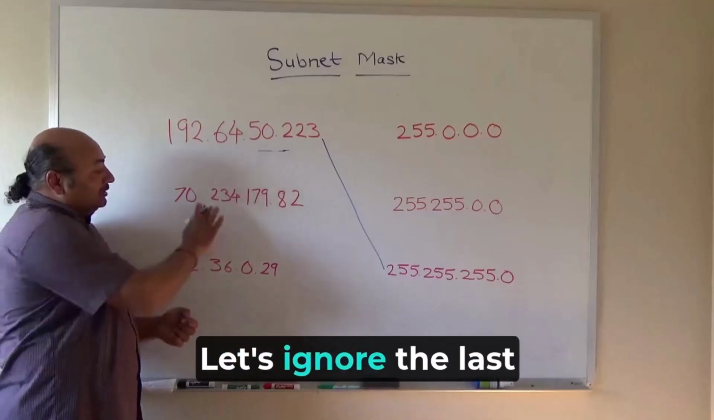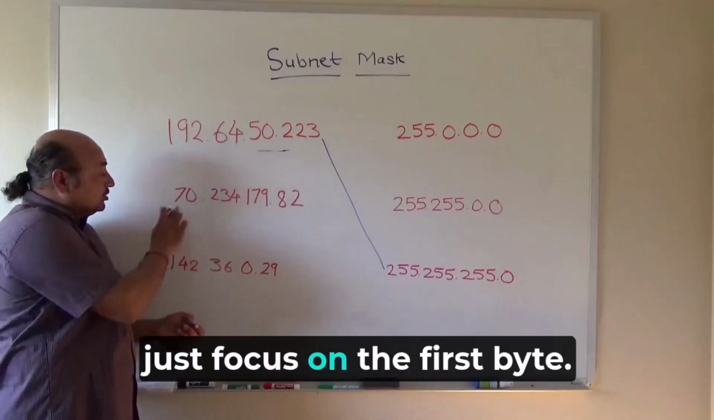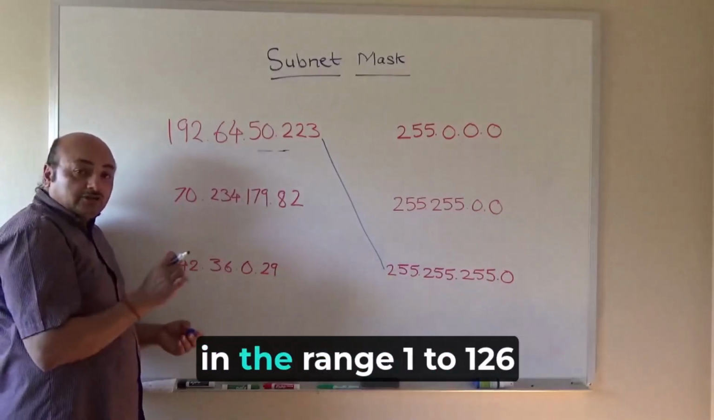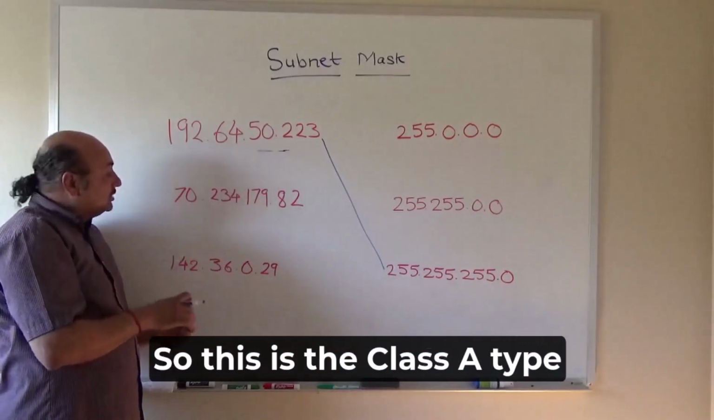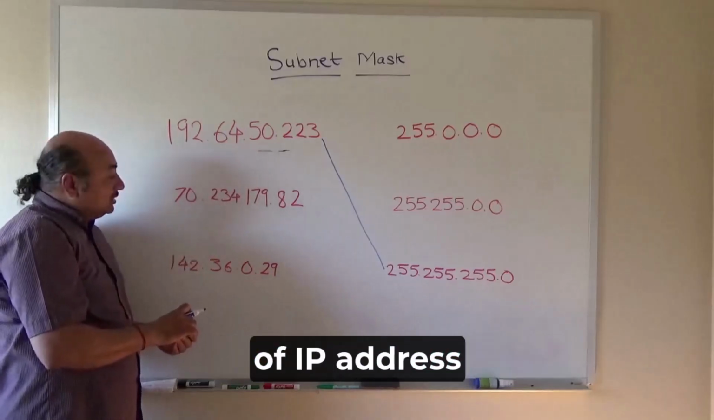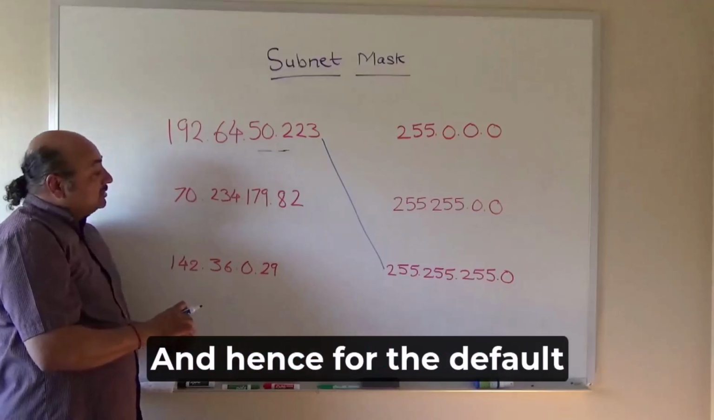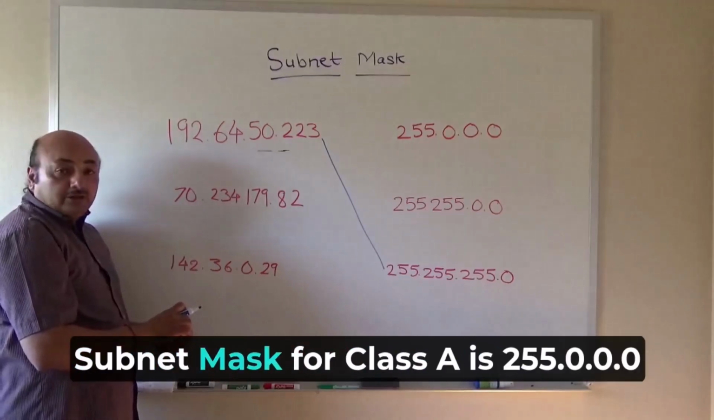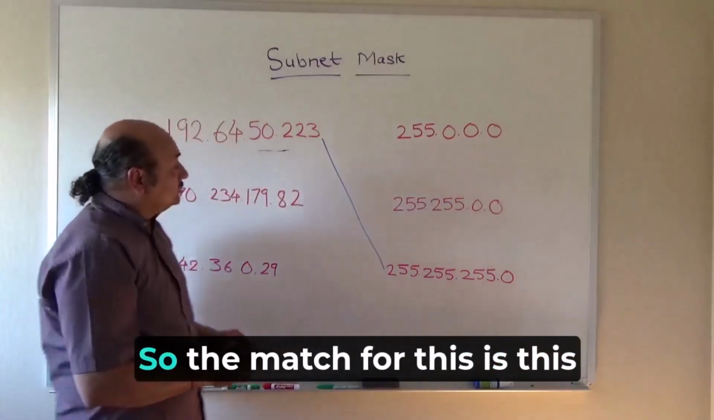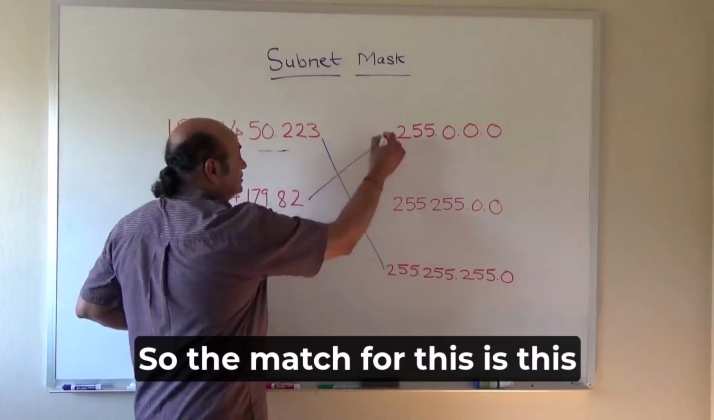The next one is 70.234.179.82. Let's ignore the last 3 bytes and just focus on the first byte. The value is 70 and it falls in the range 1 to 126. So this is a class A type of IP address, and hence the default subnet mask for class A is 255.0.0.0. So the match for this is this.